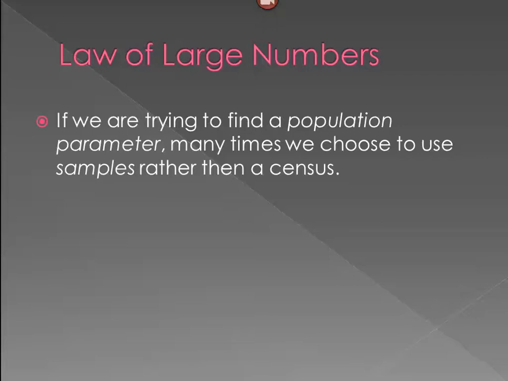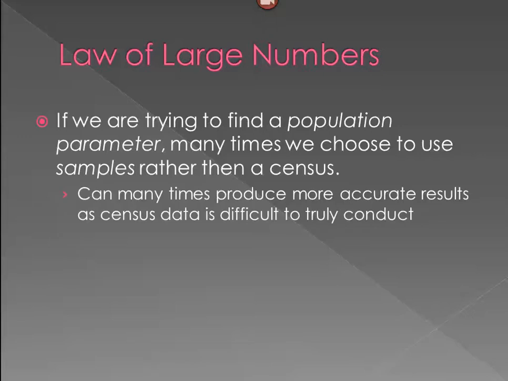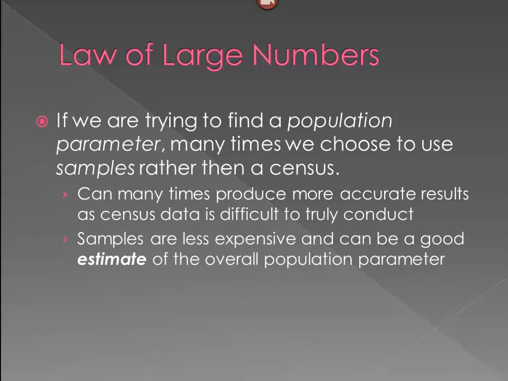If we could, many times we would just choose to do a census, but there are many times where a census is not possible. Censuses are very difficult to do over large sections of the population, and in fact sometimes they're just darn near impossible. Samples tend to be less expensive and can ironically sometimes give us actual better numbers or a better picture of how our numbers look for a large group of people.